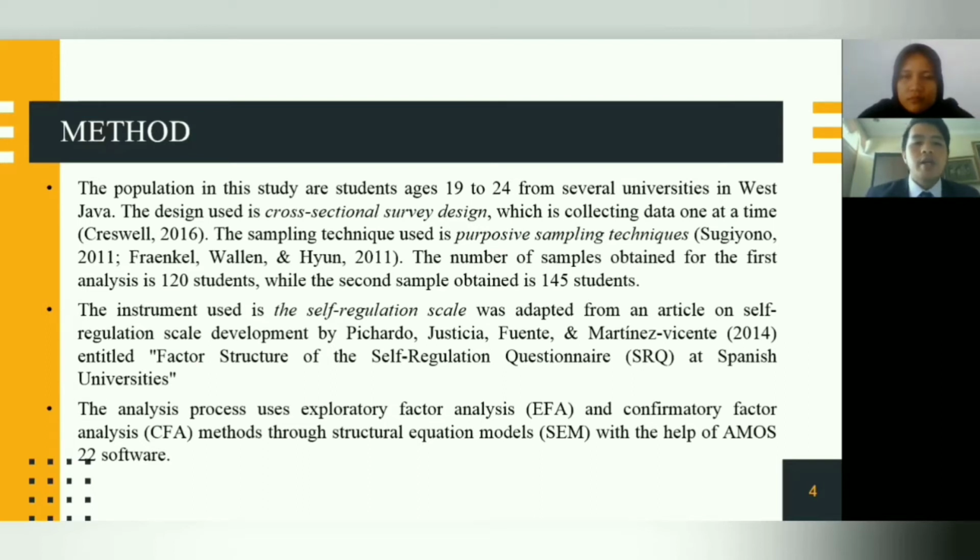The instrument used is the self-regulation scale adapted from an article on self-regulation scale development by Ricardo Justicia Fuentes and Martinez Vincent, entitled Factor Structure of the Self-Regulation Questionnaire, or SRQ, at Spanish universities. The analysis process uses exploratory factor analysis, or EFA, and confirmatory factor analysis, or CFA, method through structural equation models, or SEM, with the help of software.